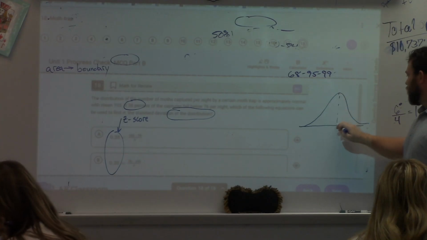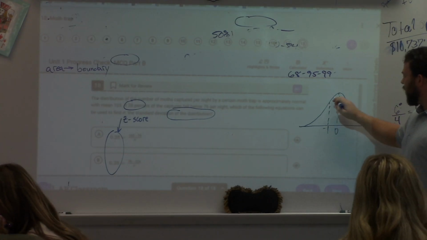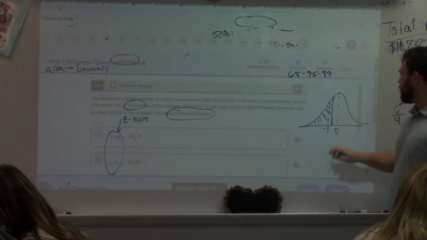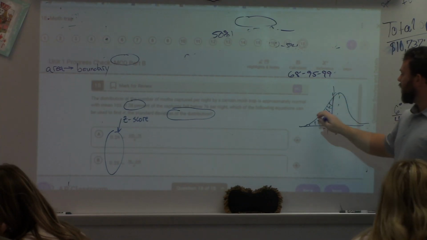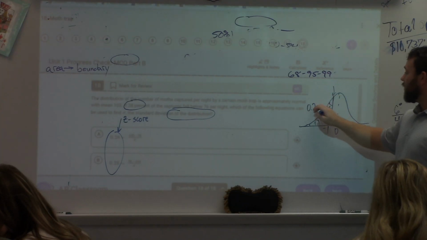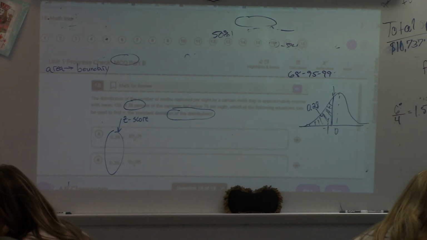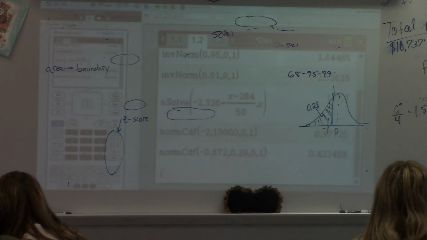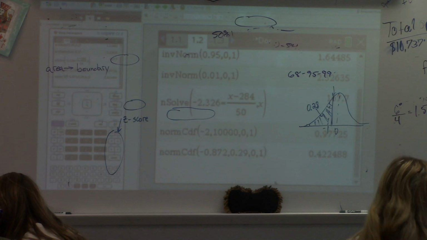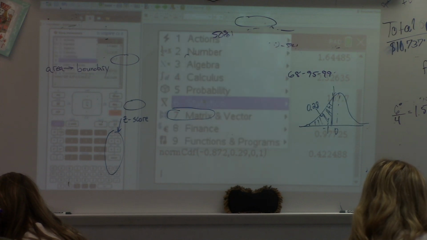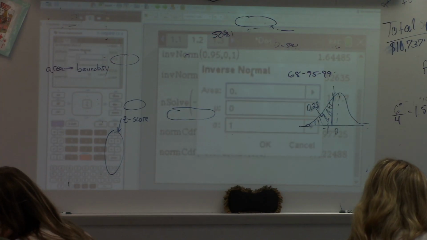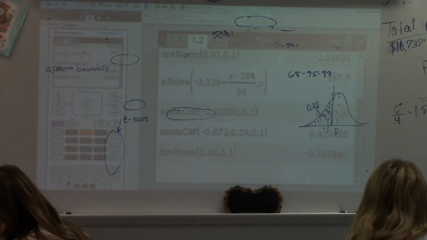The more you play with it, the better you'll get. But I know right away my boundary line is here because 16% is in that left tail. So I need to find this boundary, and I know my area is 0.28. So what do I need to do? It's just 76 minus the mean of 103, but I don't even have the z-score yet. I need my z-score. How am I going to calculate it? Probability distributions, inverse normal, area of 0.28. There's my z-score.